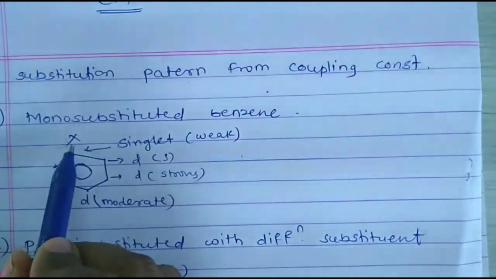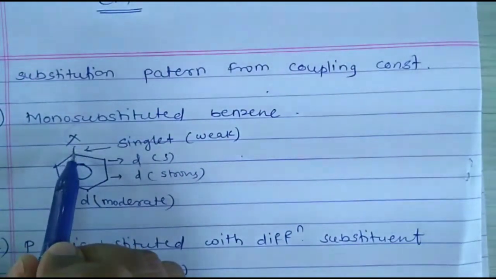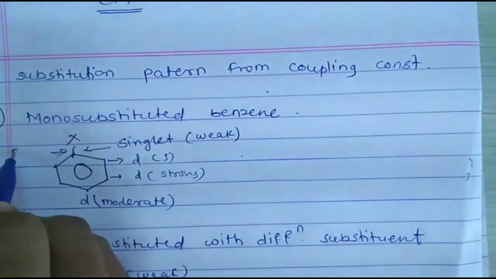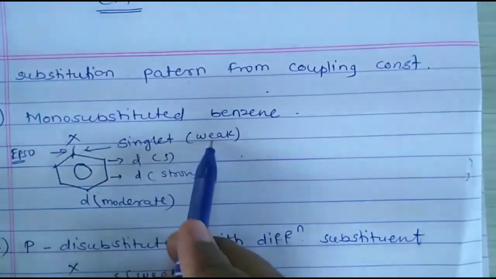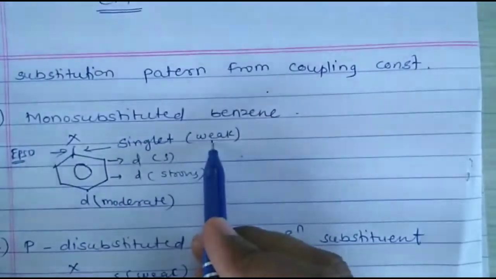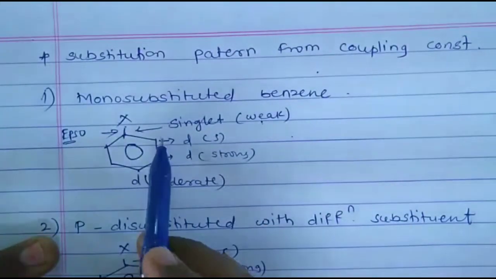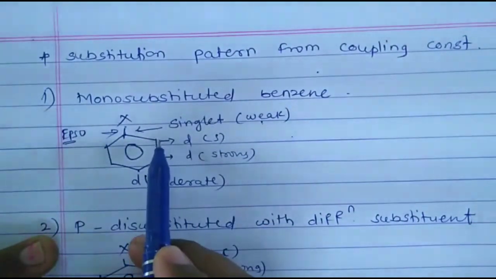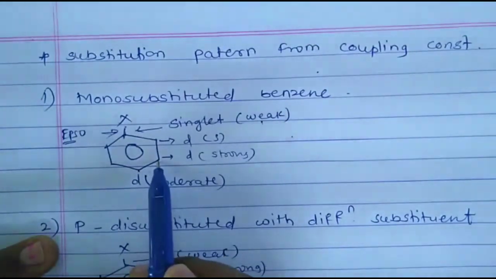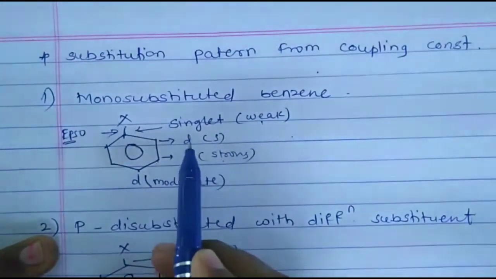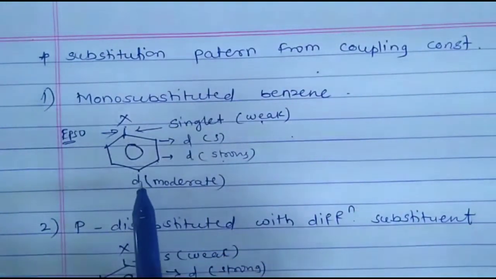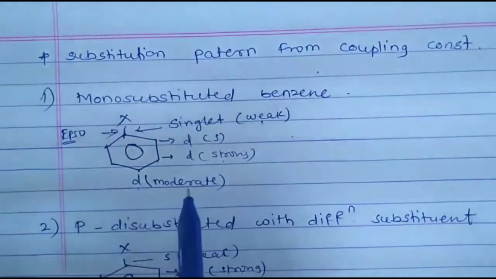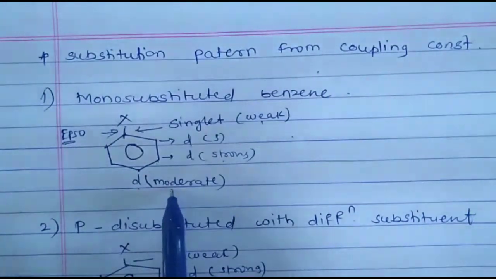Here the substituted carbon is called the ipso carbon, and that ipso carbon always gives a weak value and has a high chemical shift value. Near to that, both of these two carbons are strong carbons, they give a doublet, and the para position carbon also gives a doublet and shows a moderate signal.